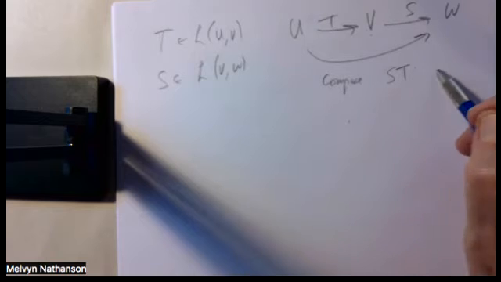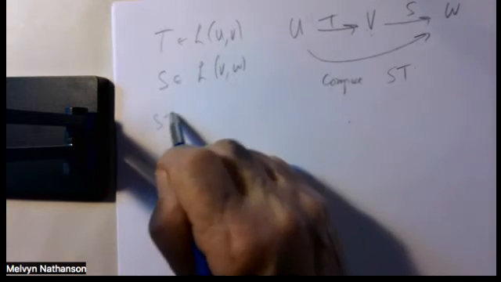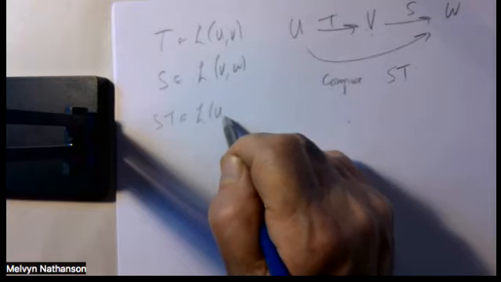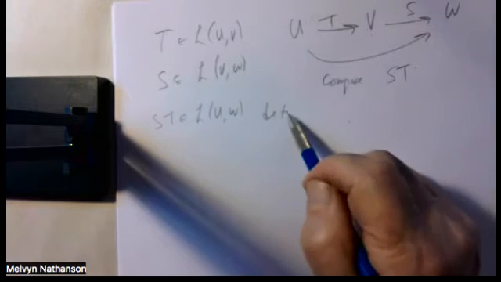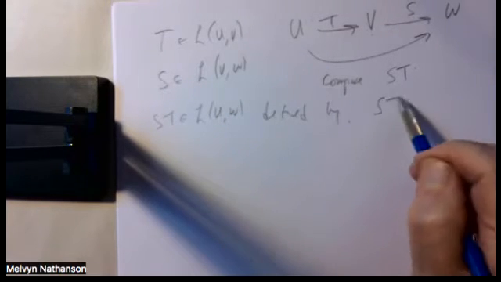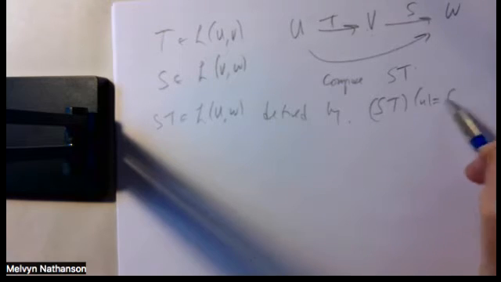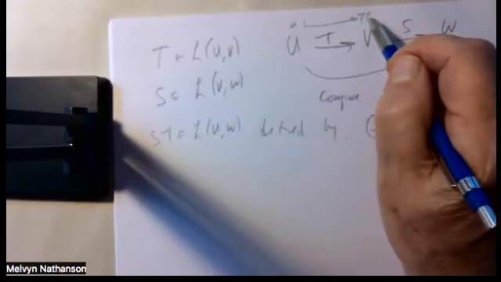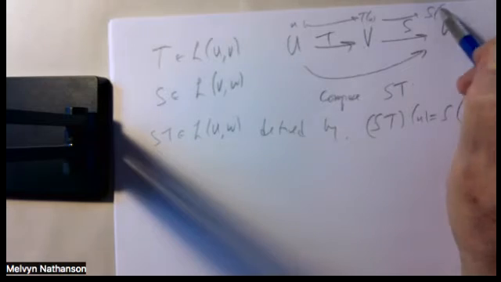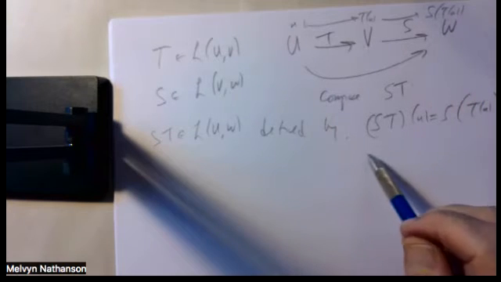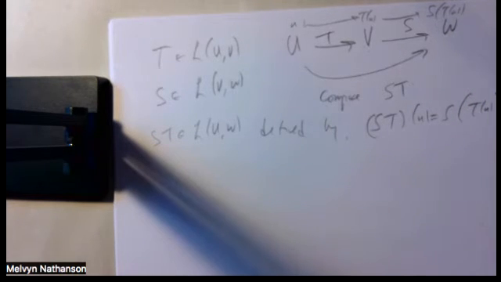Get the function ST from U to W, defined by ST of a vector U is S of T of U. You take a vector U, it gets sent to some vector T of U, and then S sends that to S of T of U. So this is composition, or the product of linear maps. Any questions about this?